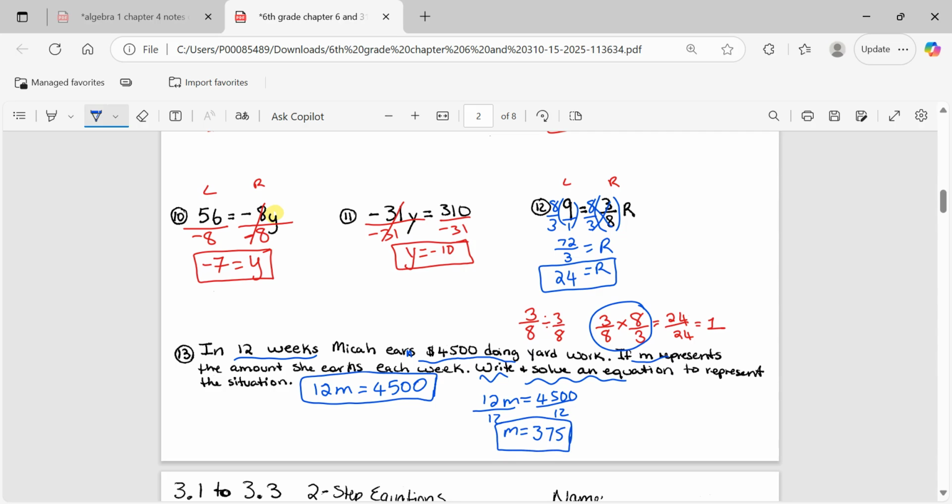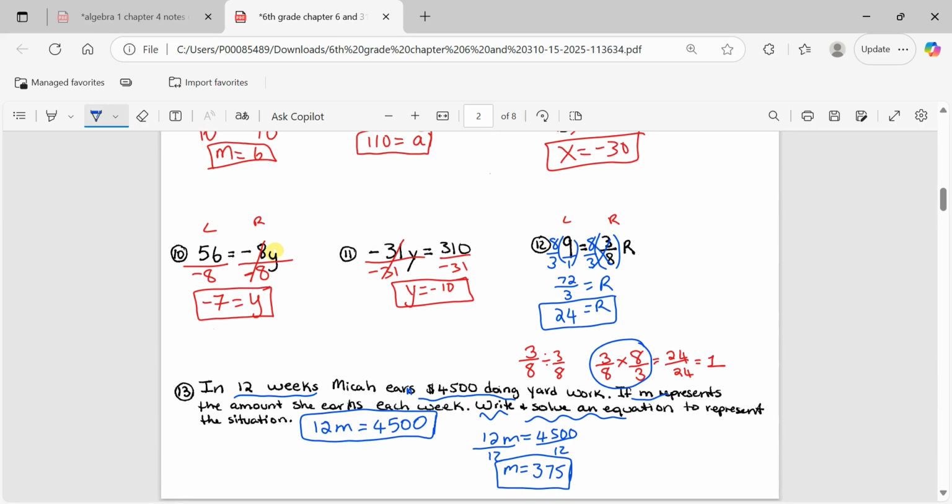All right, so that is it for one-step equations. Remember, in order to learn the mathematics, be sure you are doing the practice and doing the mathematics.